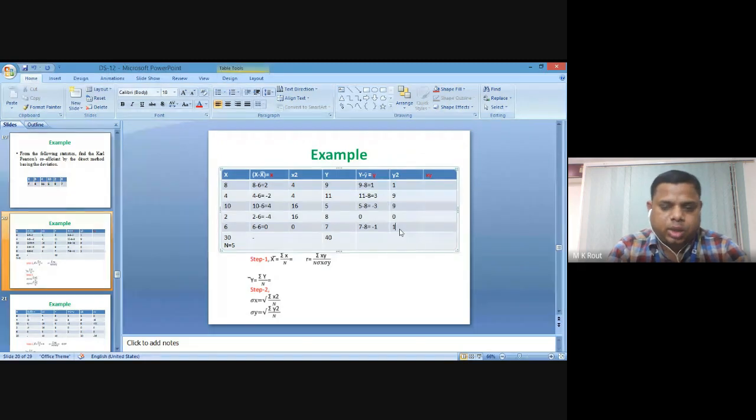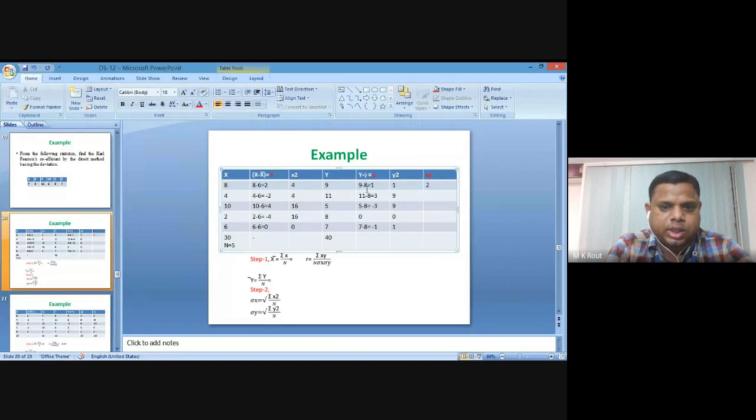Is it clear to all? Okay. For the last column, you have to multiply small x and small y. For your observation, I made it in red color. That means the second column and the fifth column. That is 2 into 1. How much? 2 into 1 is 2.